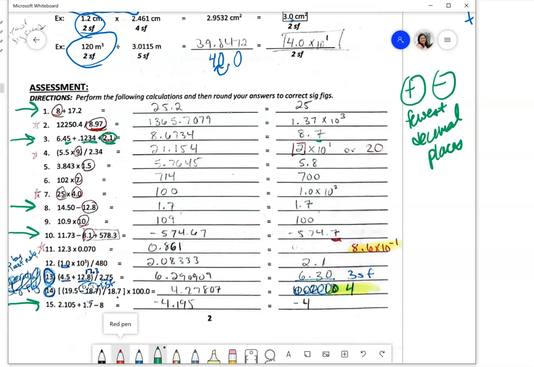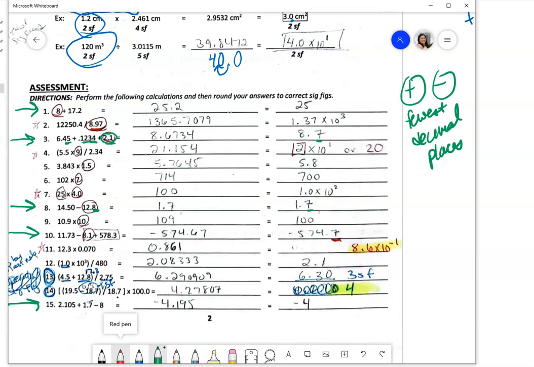All right, on number 8, same thing. I have to subtract both of these numbers, but I noticed that this one here only has 1 decimal place, so I know my final answer has to be in 1 decimal place. Well, it turns out that when I put it in the calculator, I had 1.7, so it just remains the same answer. 1.7 because that's 1 decimal place.